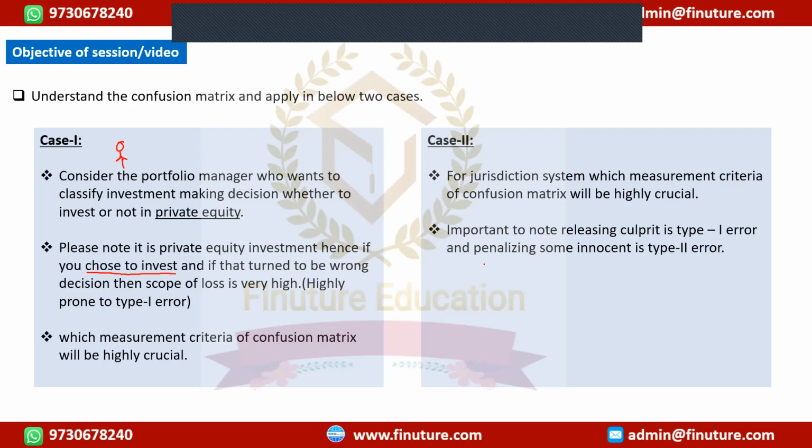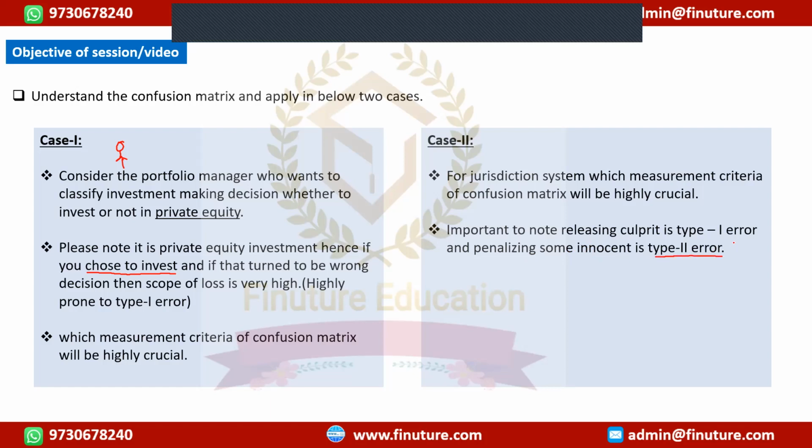And type 2 error is penalizing some innocent person. Say for example, there is some person who is innocent, but because of some flaw, we ended up categorizing or classifying him as guilty. So that is a type 2 error.